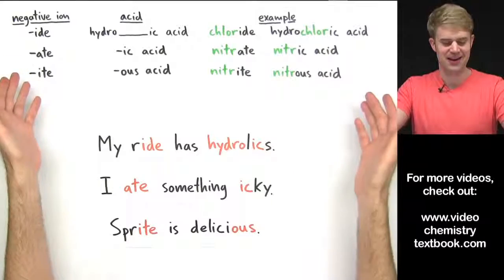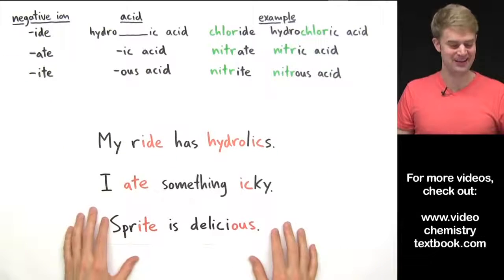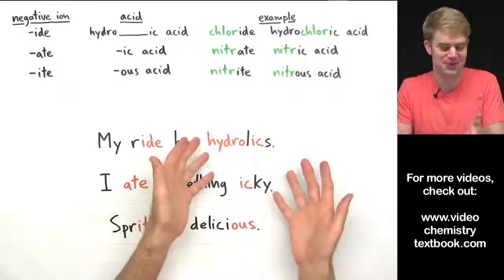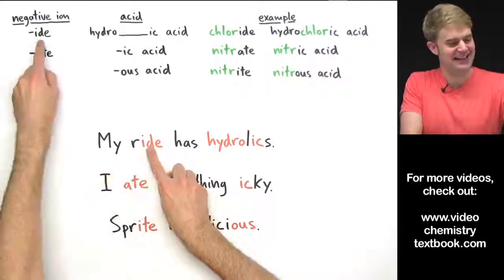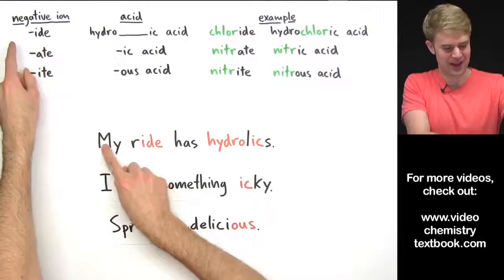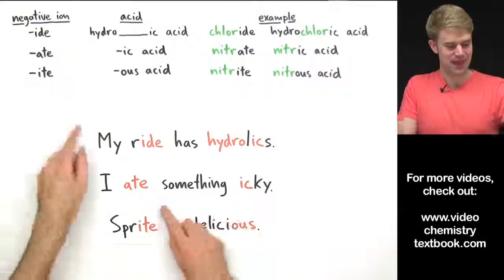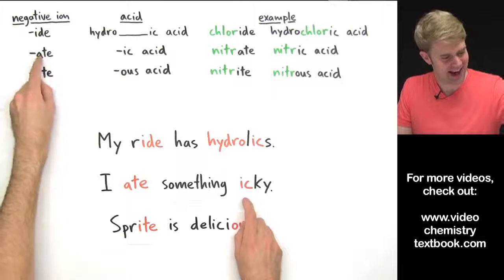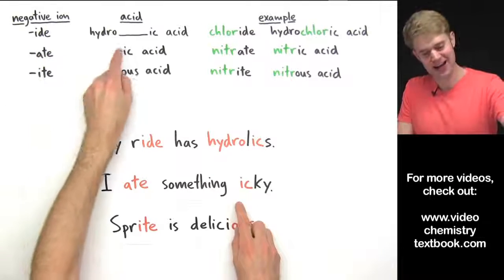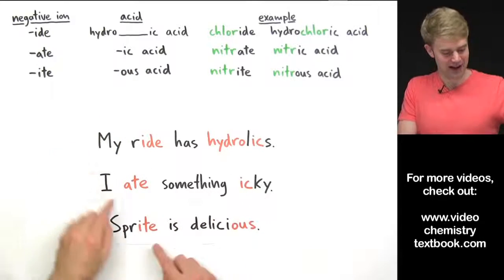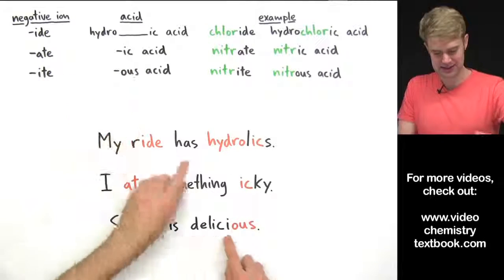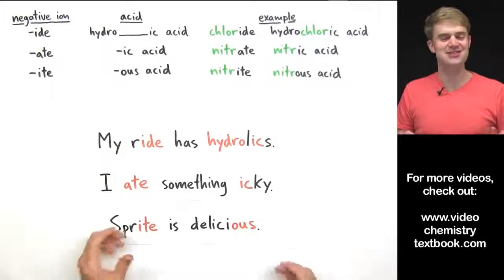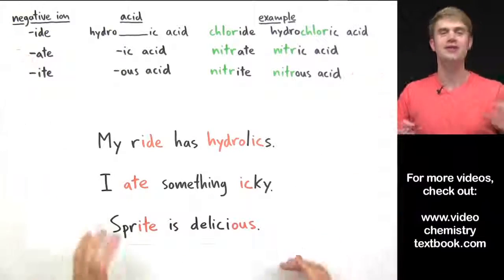How are you going to remember them? Here is a great mnemonic that I really like, okay? My ride has hydraulics. This isn't actually how we spell hydraulics, but you know, whatever. So IDE, hydroic, so that's how you name this type of acid. And then I ate something icky, because acids that contain ions with ATE at the end are named with IC, okay? And then finally, Sprite, ITE, is delicious, O-U-S. So remember these 3 sentences, you'll never ever have a problem with naming acids.